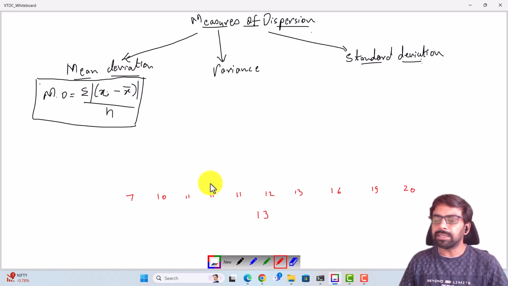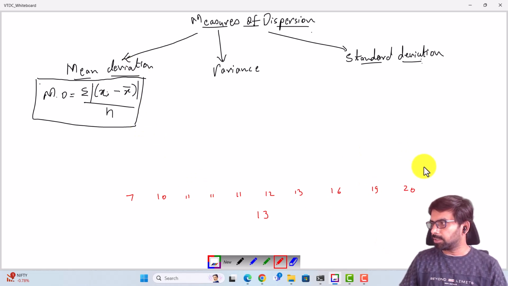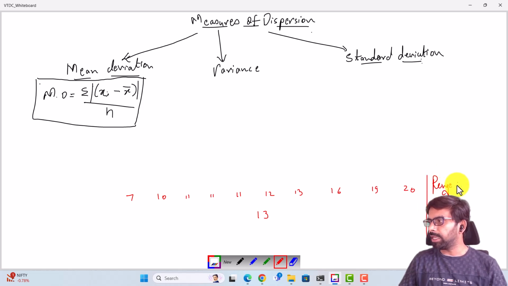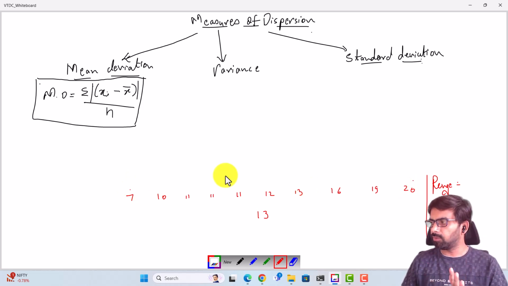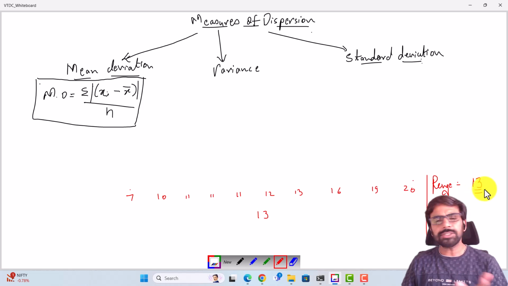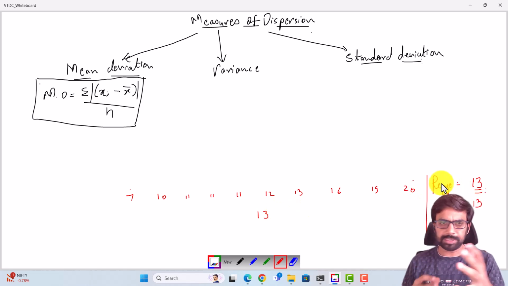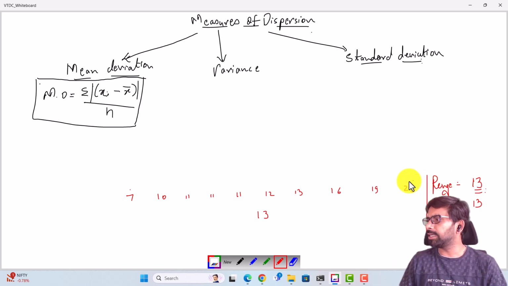Now, what does range do? Till now, range just says that I'll take the maximum and I'll take the minimum. Minimum value, maximum value, and 20 minus 7 is going to give me a range of 13, which is okay. So your mean is coming out to be equal to 13, and the range is coming out to be equal to 13 as well. They're not related to each other, but yes.